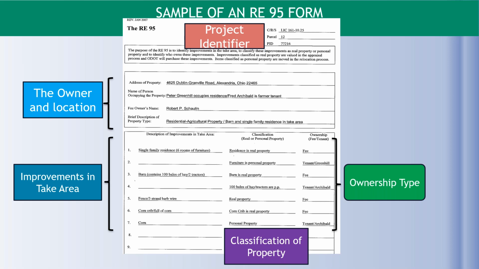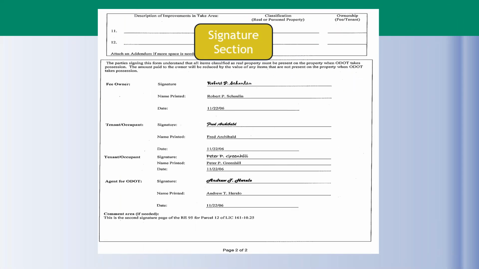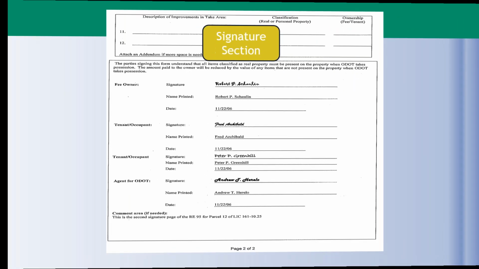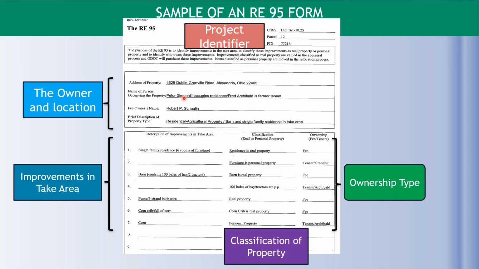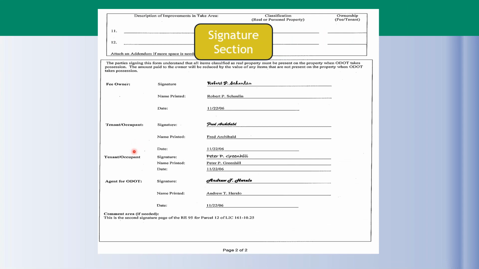All right, move on real quick. This is the second page of the Re95. So remember, we had fee owner, we had 2 tenant owners. On the second page where we have our signatures, our standard document comes with 1 fee owner line, 1 tenant owner line, but in this case, the form had to be modified to add a tenant. So that's an option if you have a unique parcel where you have multiple tenants, you have the option to add a tenant line so that we don't have to fill out multiple Re95s for the same parcel.